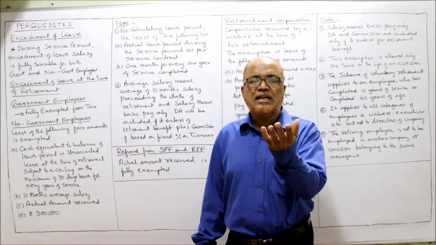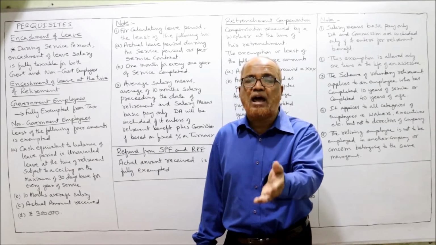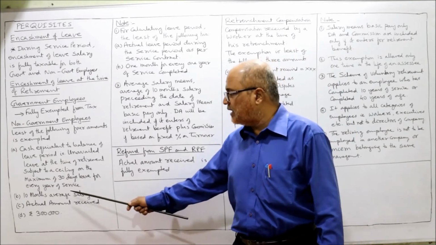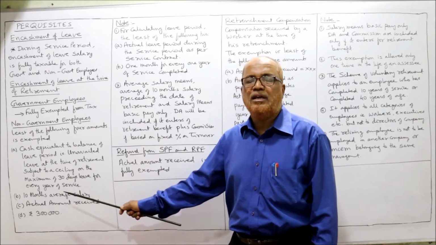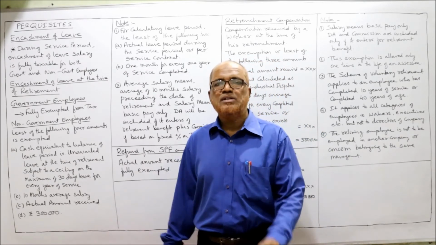Now we calculate the cash equivalent of this 15 months of unavailed leave, subject to a maximum of 30 days leave for every year of service. That means, in other words, 30 days means 1 month.